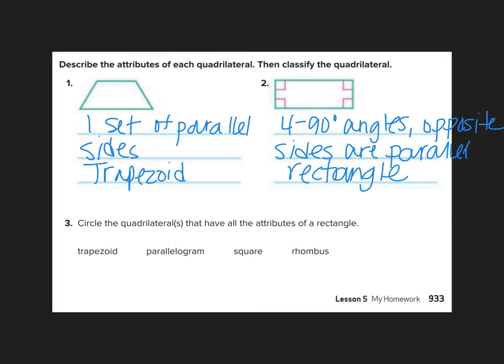Okay, so here it says circle the quadrilaterals that have all the attributes of a rectangle. So let's remember, what are the attributes of a rectangle? 4 90-degree angles, opposite sides that are parallel. Okay, do rhombuses have to have 4 90-degree angles? Nope. Do squares? Yes. Do parallelograms? No. Do trapezoids? No. So squares have all the attributes of a rectangle. That's why a square is a rectangle.